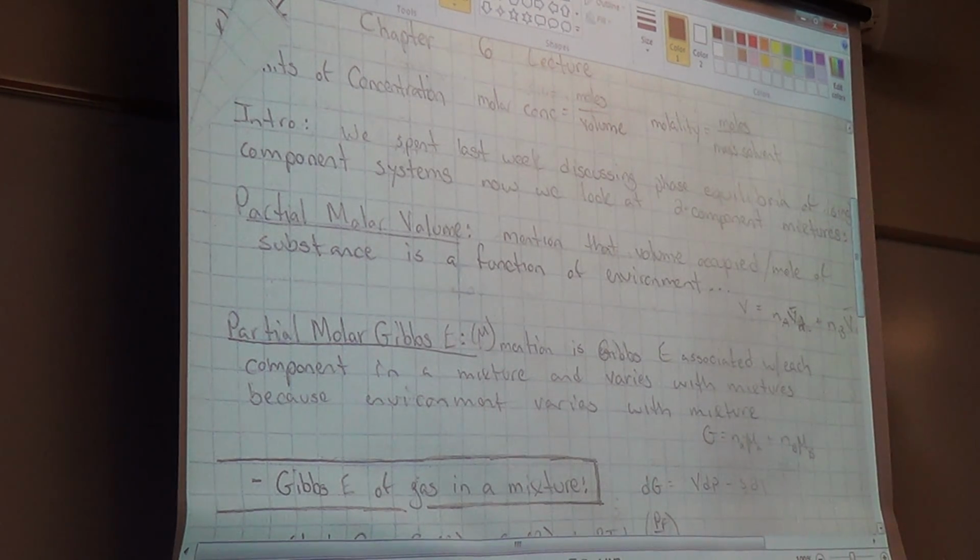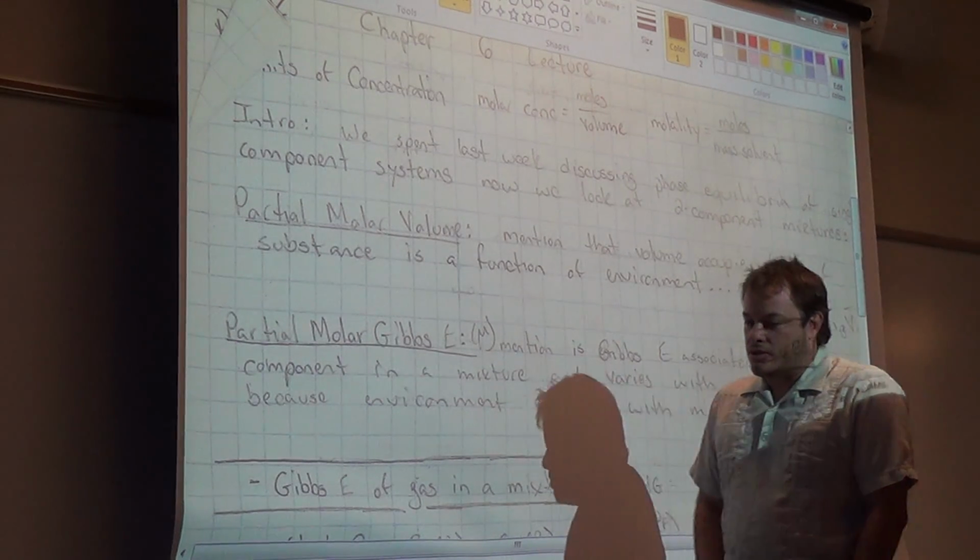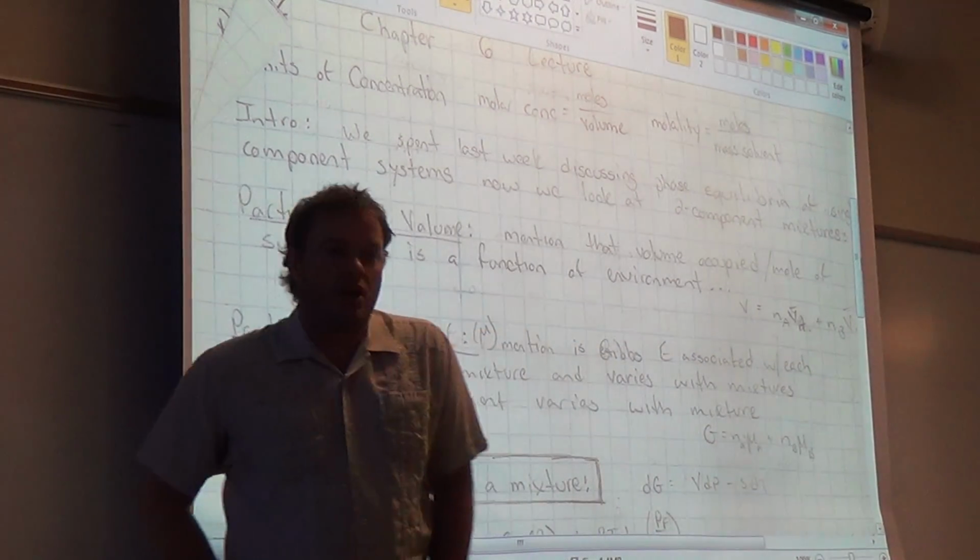Today we're going to extend that argument to mixtures, so we're going to change our number of components from 1 to 2. Instead of dealing with simply one kind of matter, we're going to be looking at mixtures of solutions. It'll probably be good to review in your book the different terms that we use to talk about solutions. We have concentration terms.